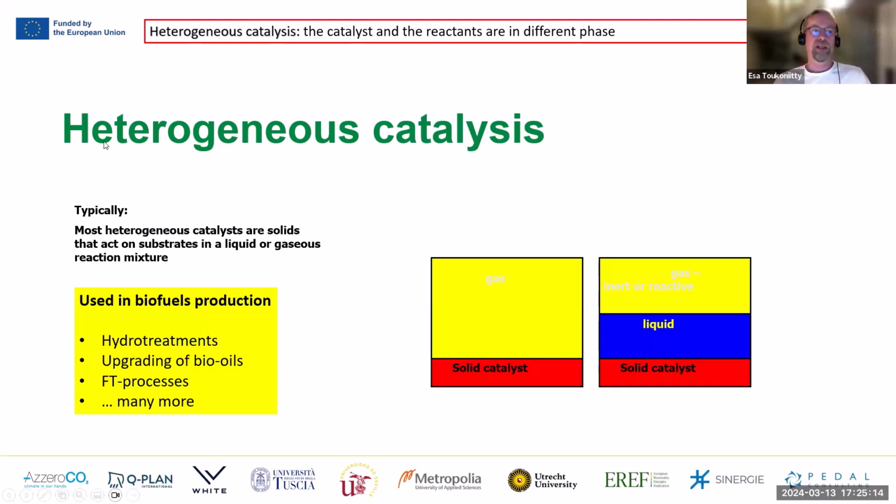These are very common in industrial fuel production, in oil refineries, and also in petrochemical industry processes. For example, hydrotreatments use solid catalytic materials. Many of the upgrading reactions of, for example, bio-oils that are made by pyrolysis also do. Fischer-Tropsch chemistry runs on solid catalyst, and there are many more examples as well.